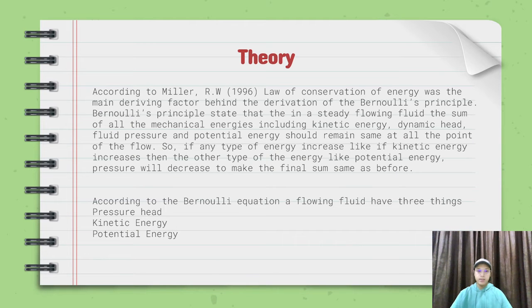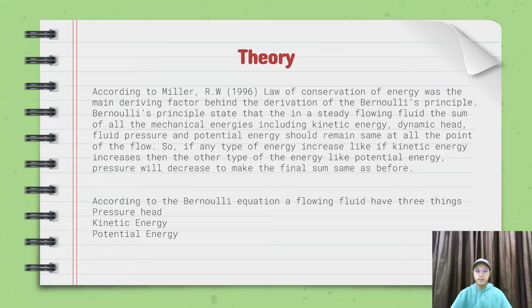Now let's get into the theory. According to Miller, the law of conservation of energy was the main driving factor behind the derivation of Bernoulli's principle. Bernoulli's principle states that in a steady flowing fluid, the sum of all mechanical energies, including kinetic energy, dynamic head, fluid pressure, and potential energy, should remain the same at all points of the flow. So if any type of energy increases, like kinetic energy, then the other types of energy, like potential energy or pressure, will decrease to make the final sum the same as before.